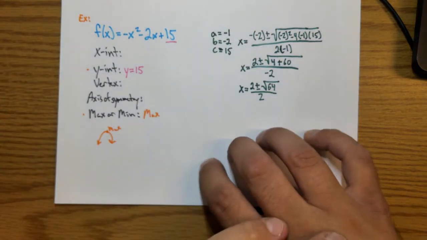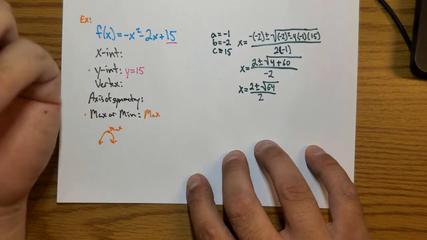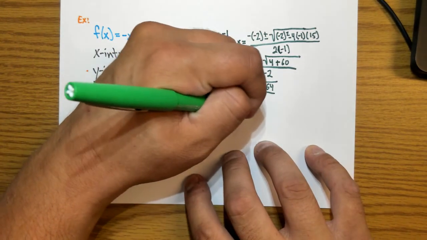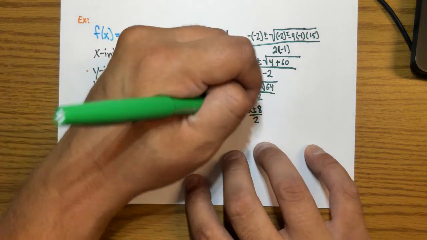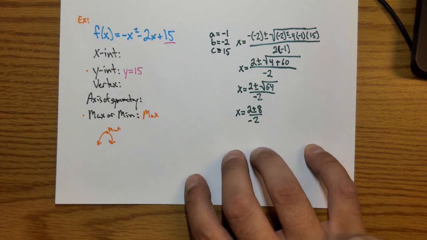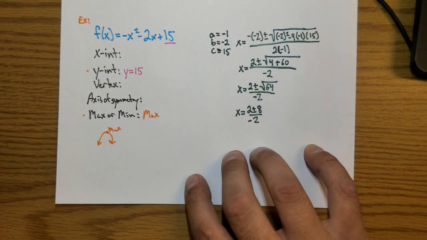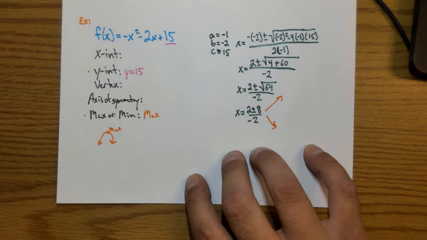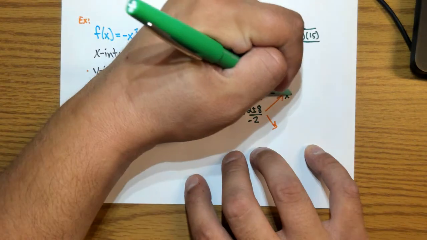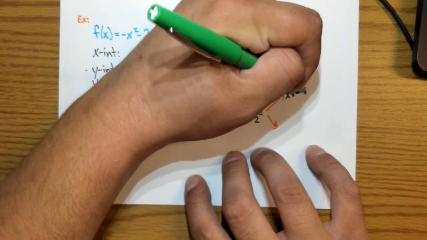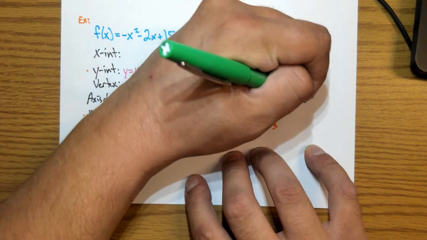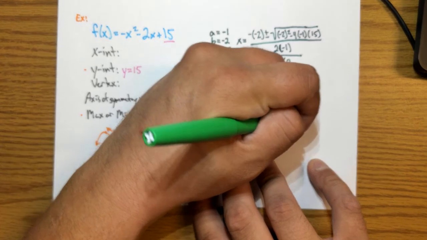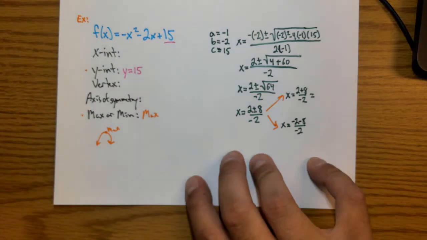We know the square root of 64, so we can continue. Square root of 64 is 8. So x equals 2 plus or minus 8 over 2. Oh, over negative 2. I dropped that negative. Oops. And then now we can split our equation into 2. x equals 2 plus 8 over -2, and x equals 2 minus 8 over -2.